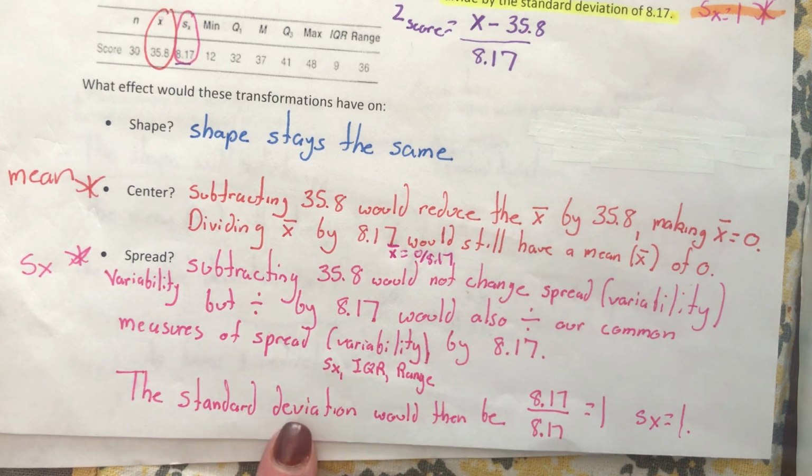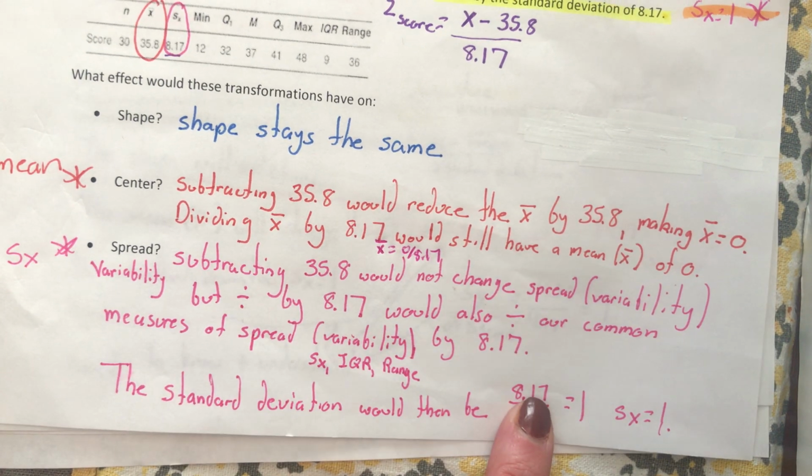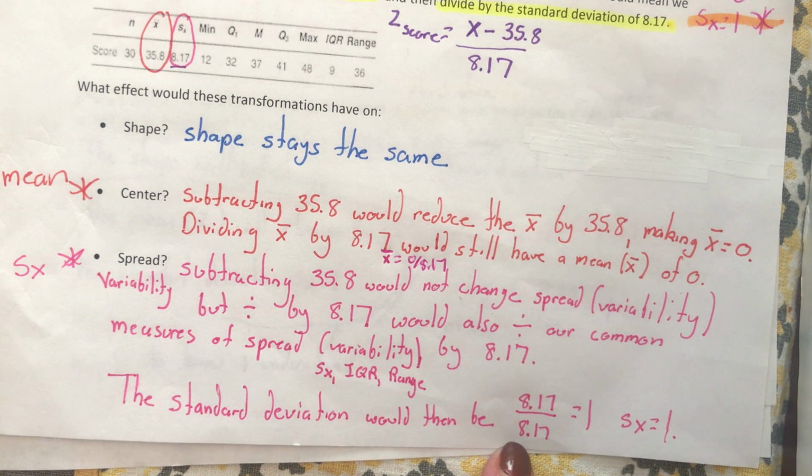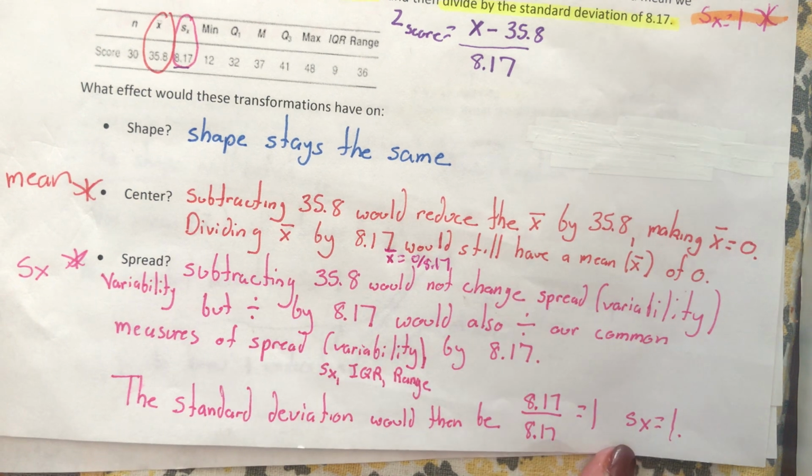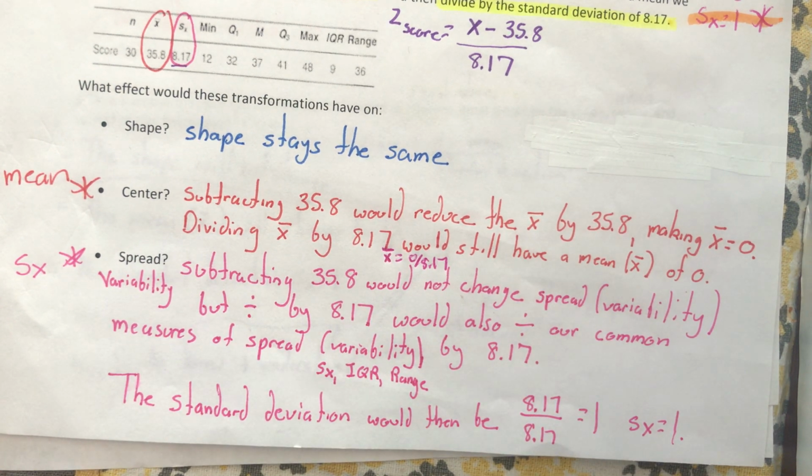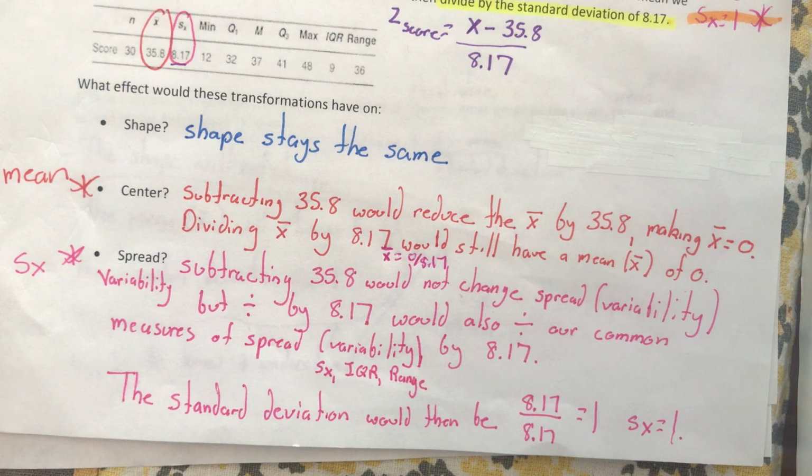So the standard deviation would then be the 8.17 that we got, since subtracting 35.8 didn't affect it. We would divide that by 8.17 and we end up with 1. The standard deviation of x will be equal to 1. So when converting to z-scores or standardizing, the standard deviation will always be 1.